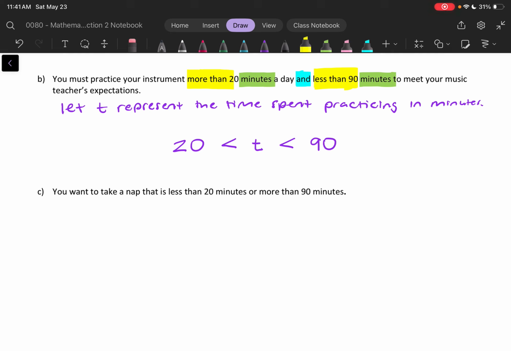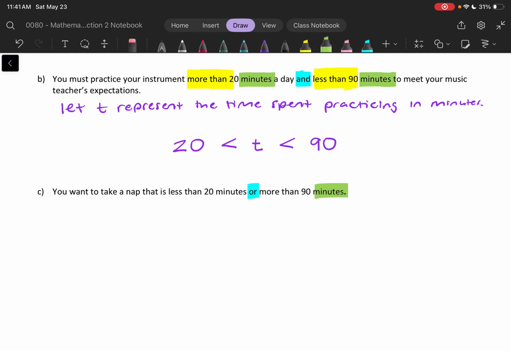Okay, last one. In the last one here, you want to take a nap that is less than 20 minutes or more than 90 minutes. Right? You can do a really short nap and then get things done, or you could do a long nap and be like, you know what, that's it. But you don't want to nap for any time in between. So it's either going to be less than 20 or more than 90 minutes.